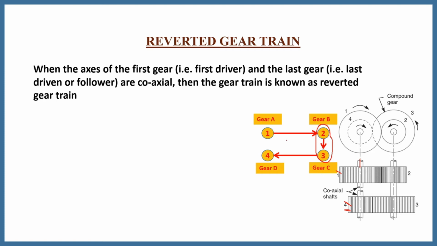That means when this rotates in the clockwise direction, it allows gear 2 to rotate in the anti-clockwise direction. Gear 2 and 3 again rotate in the anti-clockwise direction, and this allows gear 4 to rotate in the clockwise direction again.